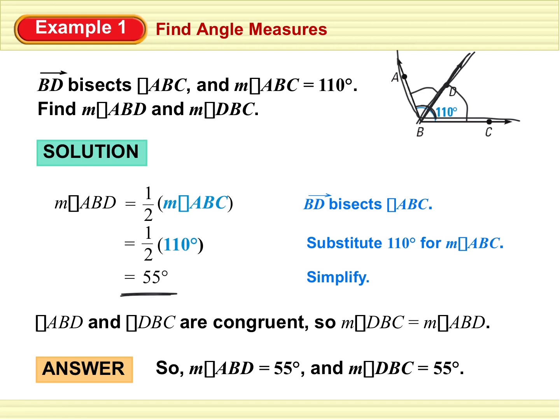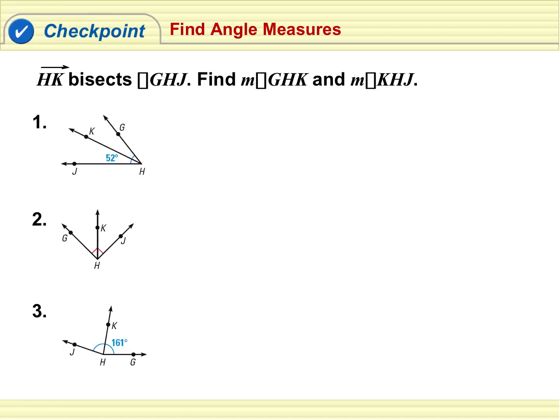Looking at the next one, let's do these checkpoints. One angle is 52. It shows that they are congruent. What does congruent mean? The same. So if one side's 52, the other side is 52. It wants us to find the whole angle now. What's the whole angle? 104.